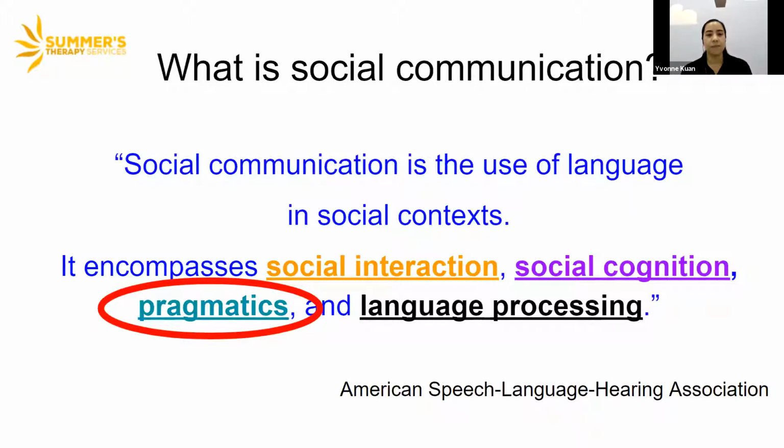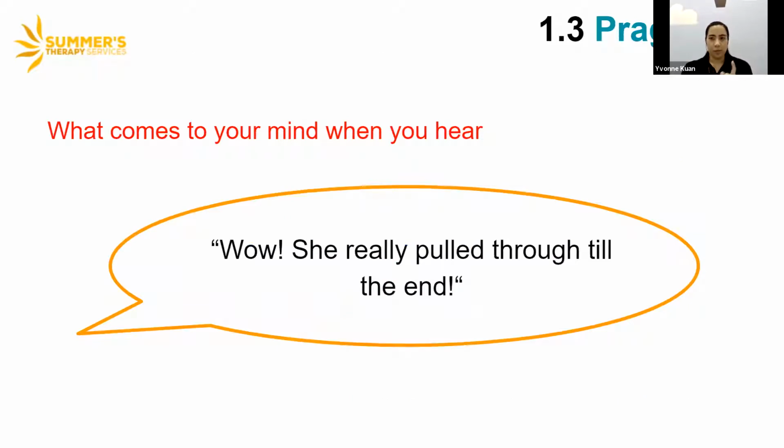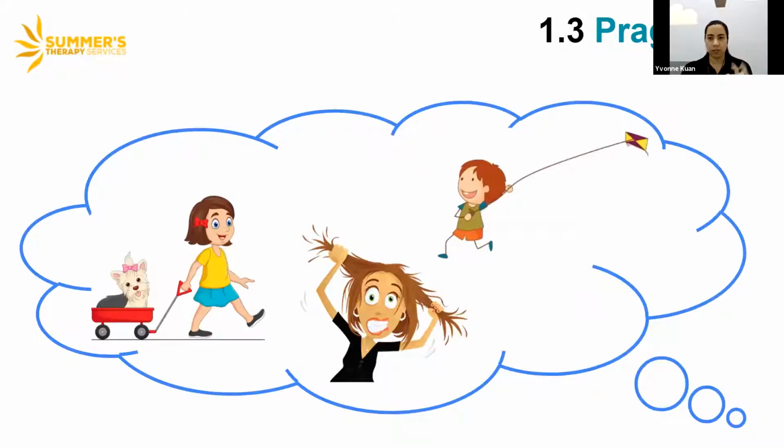Now, the third component that we're going to be looking at in social communication skills is pragmatics. Now, what comes to your mind when you hear somebody say, wow, she really pulled through till the end? I wonder how many of you would have thought of these images of somebody pulling their hair because pulled through, right? Or pulling a wagon with a little puppy, pulled through to the end of the road. Or I'm pulling a kite. Technically, all these are pulled.